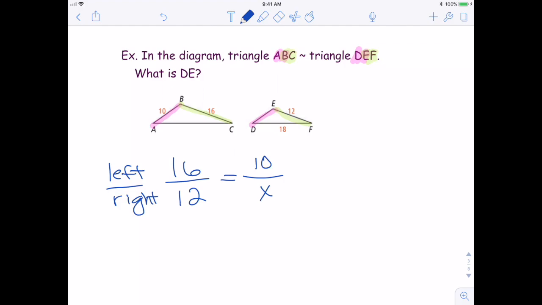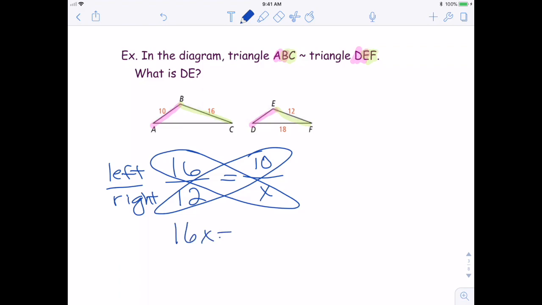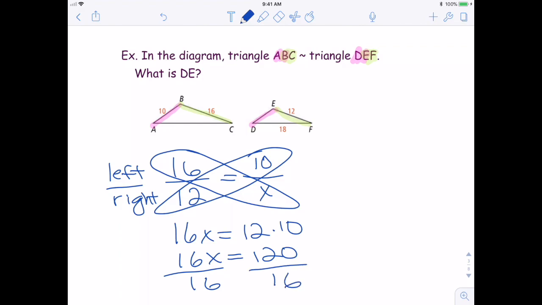Then just like we talked about previously, to solve a proportion, we set up those cross products and solve for the missing variable. So I have the product of 16 times X is equal to the product of 12 times 10. The product of 12 times 10 is 120, and then I divide both sides by 16 to get X equals 7.5. It is realistic to have a decimal measurement in this example because it would not make sense to say that I have 120 over 16 as a measurement of that side length of DE.